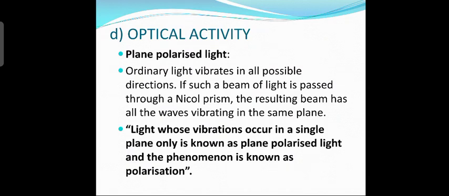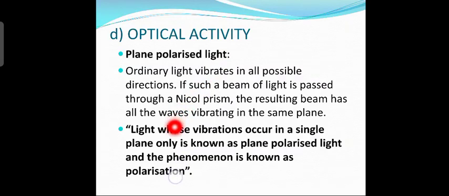Ordinary light vibrates in all possible directions. If such a beam of light is passed through a Nicol prism, the resulting beam has waves vibrating in the same plane. Ordinary light vibrates in all directions, but if it is passed through a Nicol prism, you get a beam of light which vibrates only in the same plane. That is called what? Plane polarized light.